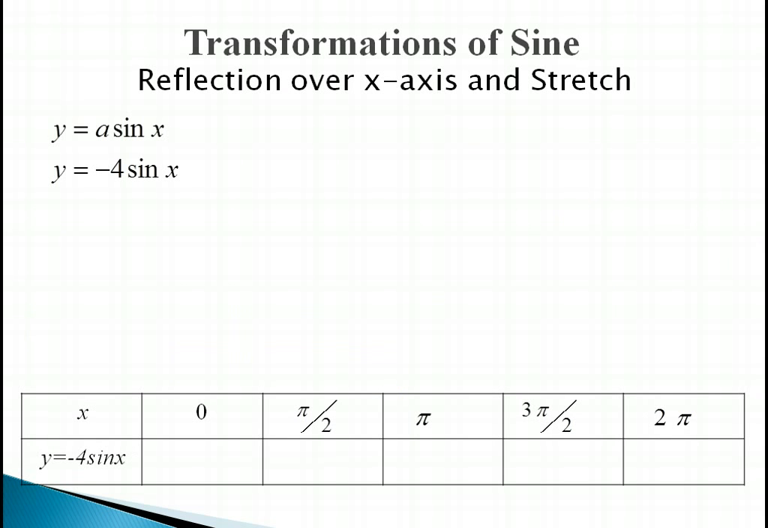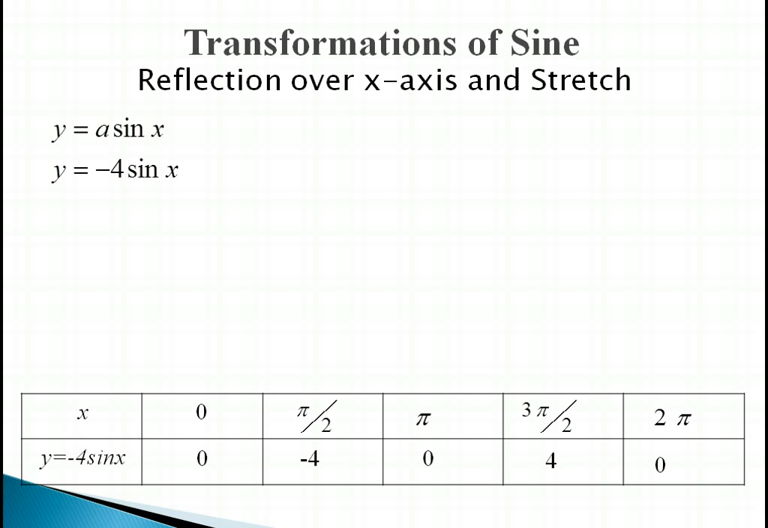Okay, now we're going to do a reflection over the x-axis. So we're going to take that 4 sine x and make it a negative 4 sine x. That negative in front is going to cause our graph to flip over the x-axis. Now we're going to plug in our usual critical points. So looking at 0, our output is still 0. At pi over 2, we're getting out negative 4 because the sine of pi over 2 is 1. At pi, we're back to 0. And at 3 pi over 2, the sine of 3 pi over 2 is negative 1, so negative 1 times negative 4 is going to give us positive 4. So you can start to see the flip just by looking at the 5 critical points.